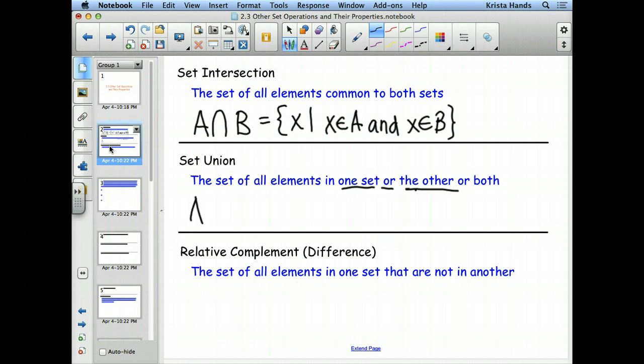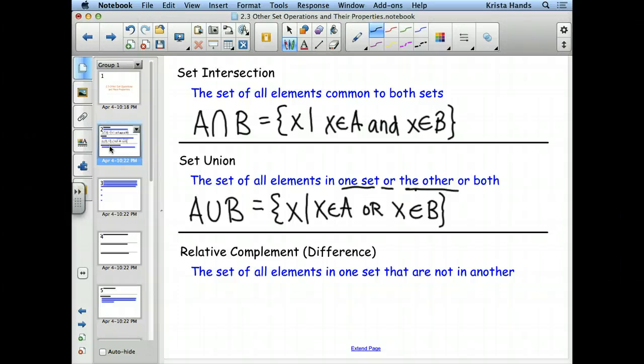The union symbol actually looks like a U. Okay, so the union of two sets is defined set-wise to be the set of all x such that x is in A or x is in B. One or the other or both, because by both it would actually be in one and in the other. Okay?